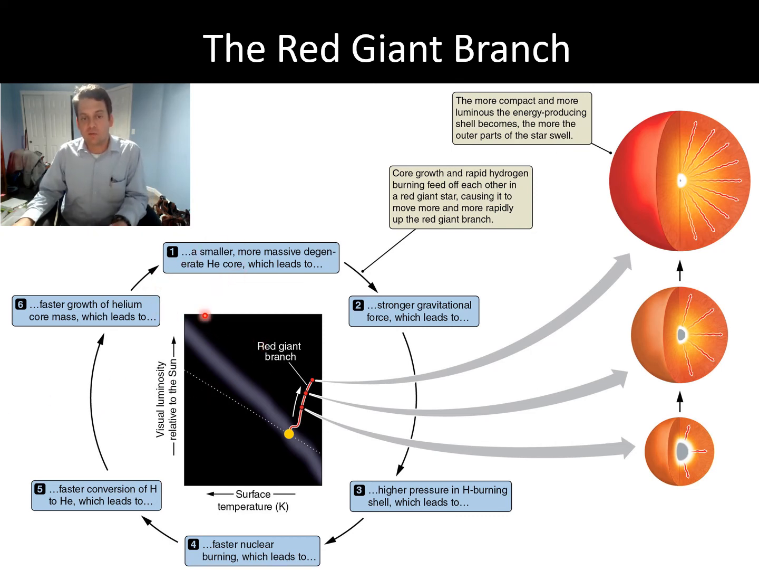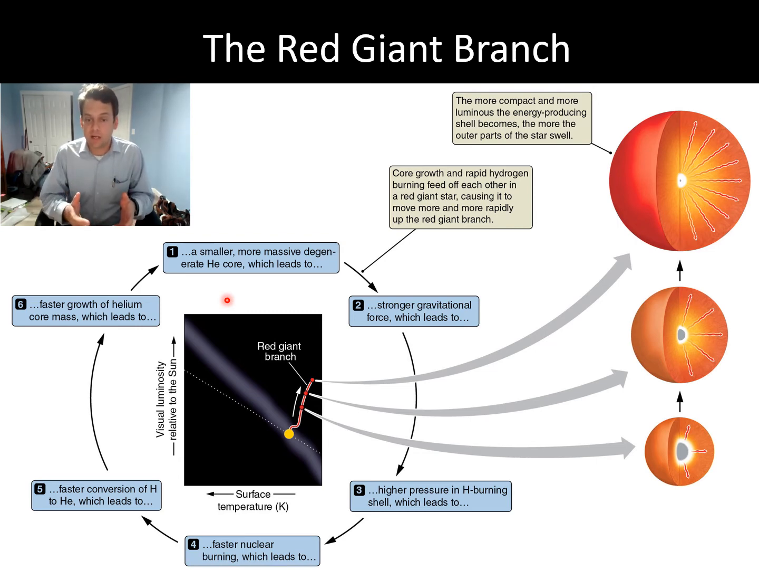Just to recap in another form what's happening here: you get a smaller, more massive degenerate helium core. The core collapses, but you continue nuclear fusion in the shell surrounding this degenerate core. That leads to more helium, because with every complete set of proton-proton chain reactions you're forming helium. So you're constantly adding more helium and more energy to the core, so it's getting more massive and it's heating up.